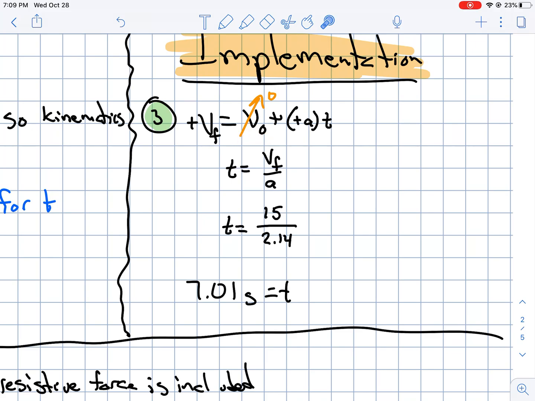Original velocity is 0. The final velocity is positive, and the acceleration is positive. So when I do my algebra and solve for t, I'm going to get the final velocity divided by acceleration. Substitute in 15 meters per second and the 2.14, and I end up solving for the time of just a little over 7 seconds.